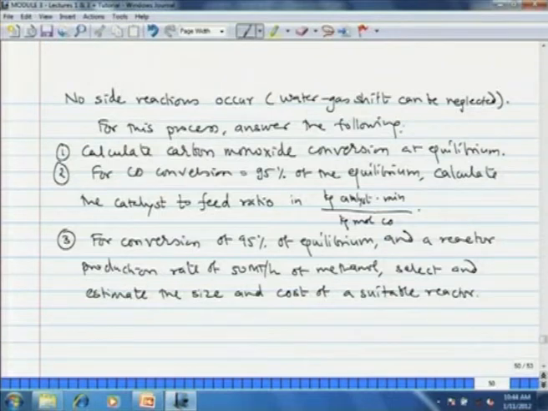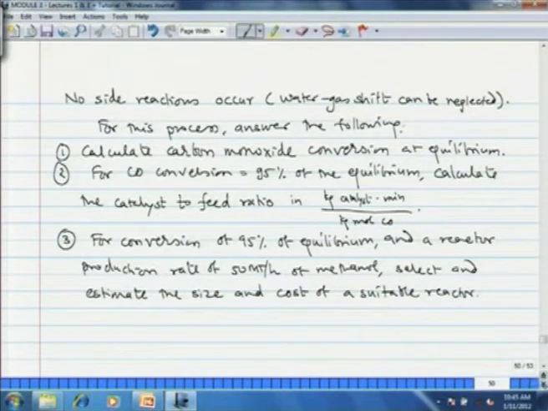First, calculate the carbon monoxide conversion at equilibrium. Second, for carbon monoxide conversion equal to 95% of the equilibrium, calculate catalyst to feed ratio in kg catalyst per minute per kg mole CO, or kg catalyst per kg mole CO per minute. And then third, for conversion of 95% of the equilibrium and a reactor production rate of 50 metric tons per hour of methanol, select and estimate the size and cost of a suitable reactor.